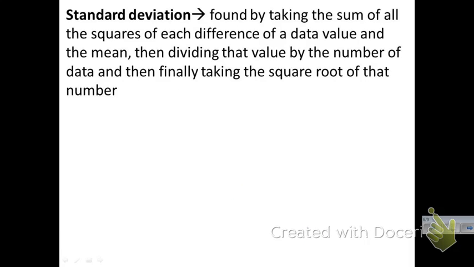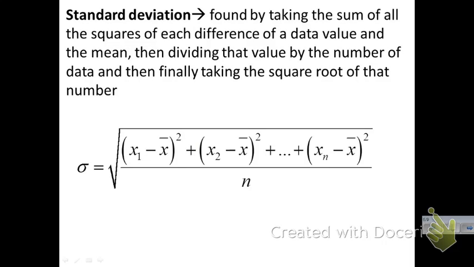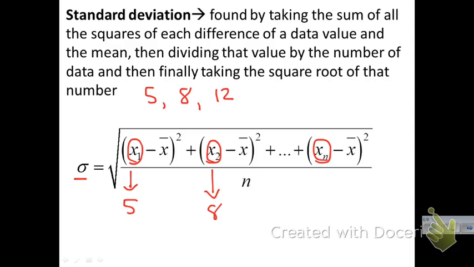So standard deviation, first of all, is found by taking the sum of the squares of each difference of a data value and the mean, then dividing that value by the number of data, and finally taking the square root of that number. I've given you a formula. Remember that this sigma stands for standard deviation, and each of these values represent the numbers in our list. So if we had 5, 8, 12, this would become a 5, this would become an 8, and that would become a 12.